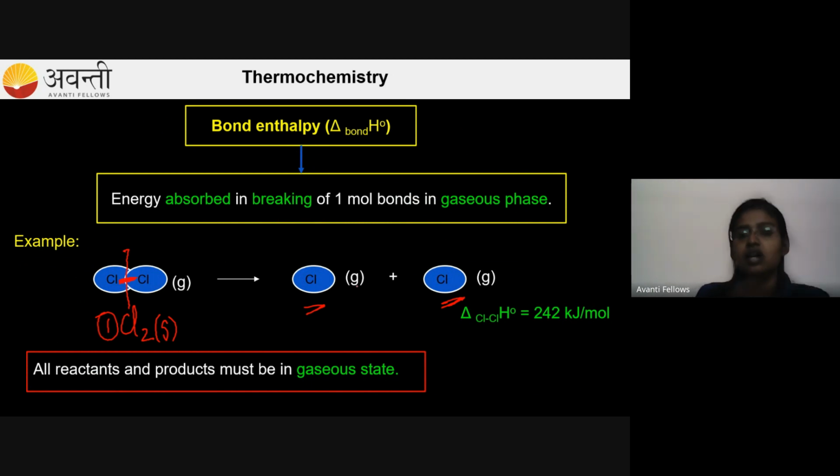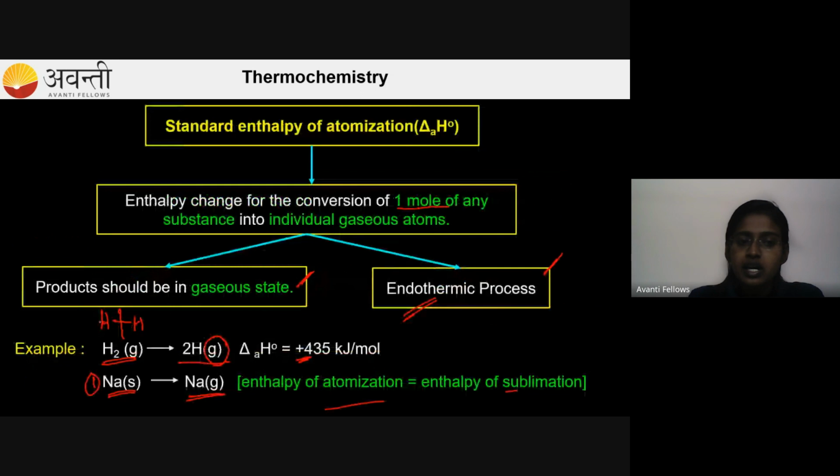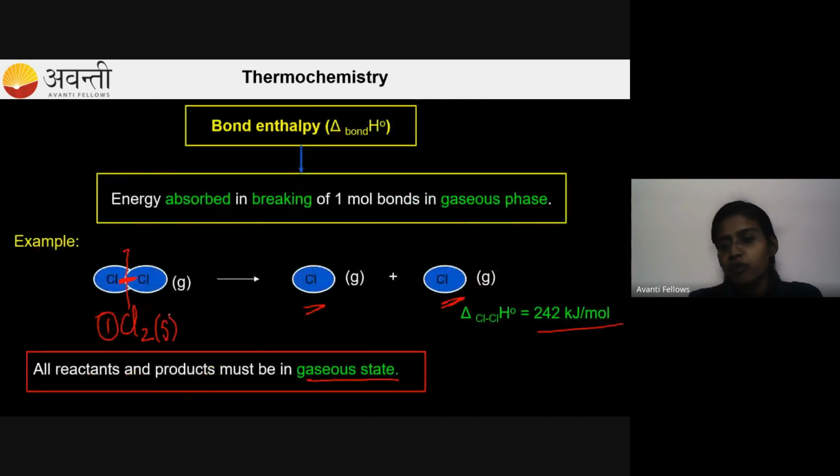Here it is 242 kilojoule. It is positive because it is an energy absorption process. Here both the reactant and product should be in gas phase. In the previous case, in the reactant we had solid form and on the product side we had gaseous form. But in case of bond enthalpy, both reactant and product should be in gaseous state. So that is the difference between these two.